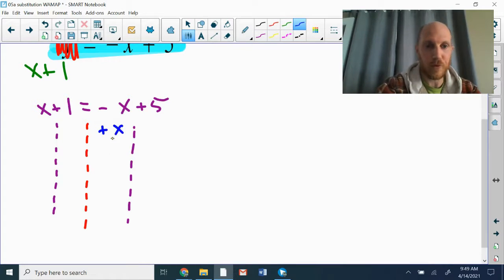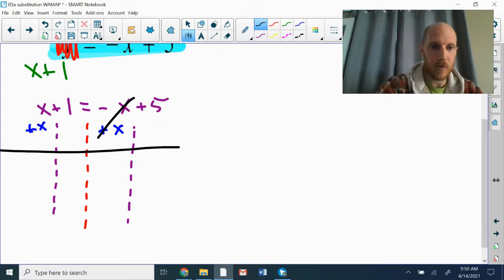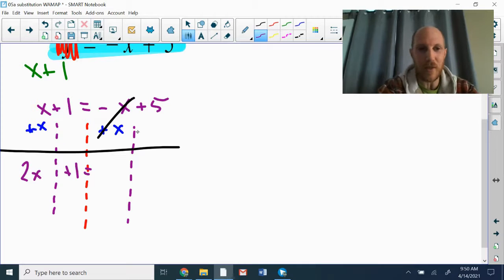I want to get rid of the negative X. You don't have to. You could do it the other way. But I'd rather get rid of the negative X to start with. So these are going to cancel. In that first column, X plus X is 2X. The positive 1 comes down. Equal sign comes down. The third column, there's nothing there. And in the last column, I got positive 5. I could just say 5.